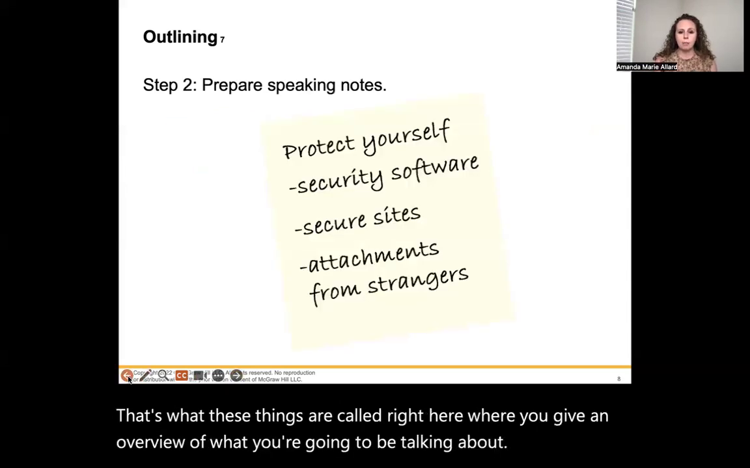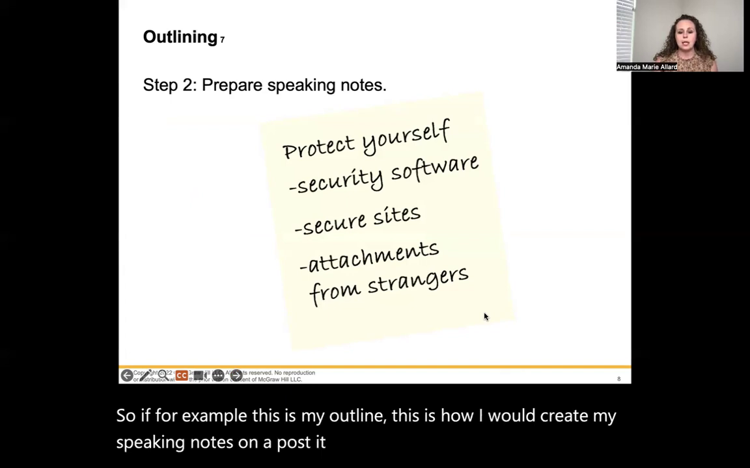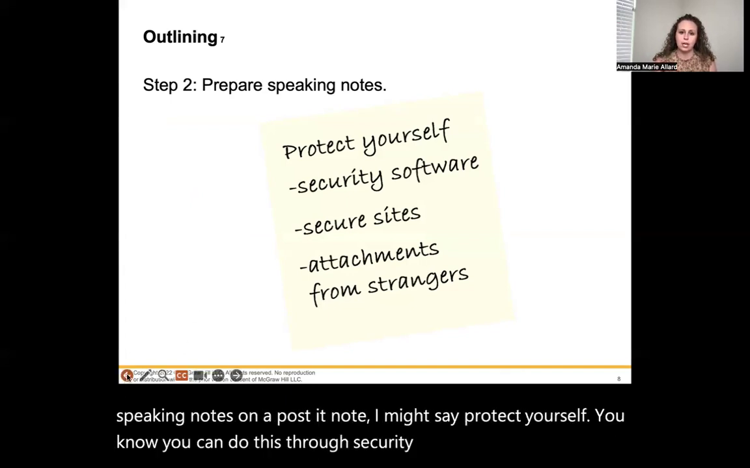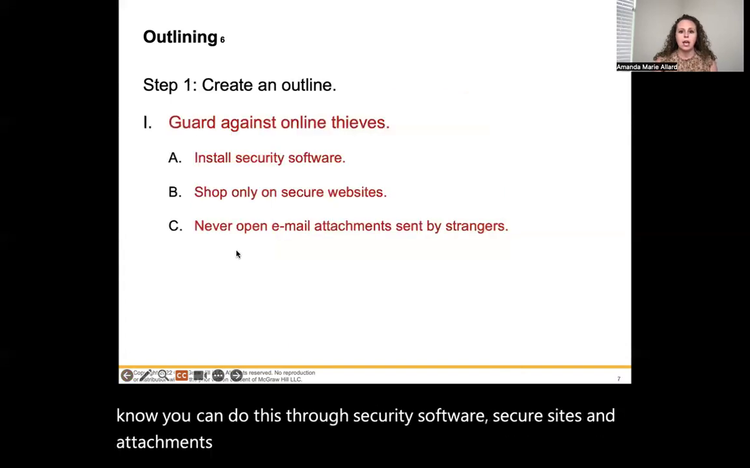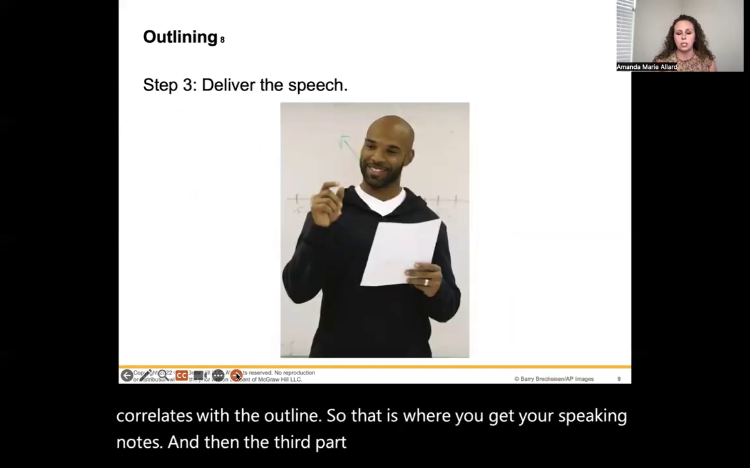So if, for example, this is my outline, this is how I would create my speaking notes on a Post-it note. I might say, protect yourself. You can do this through security software, secure sites, and attachments from strangers. As you can see, it somewhat correlates with the outline. So that is where you get your speaking notes. And then the 3rd part is delivering your speech.